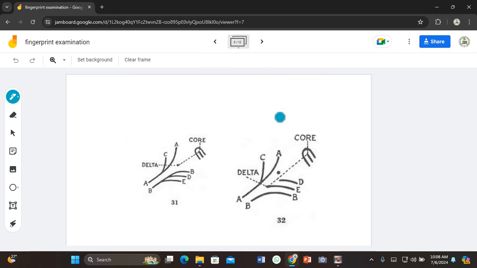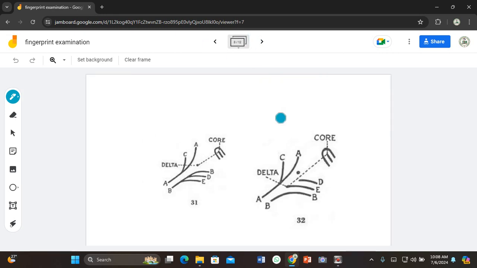So when you know the number of ridges between the delta and the core, then you know the ridge count. So the ridge count will help you in your fingerprint examination. The ridge count, the position of the core, the position of the delta, all of these will be used to determine if there's a match or there's no match.